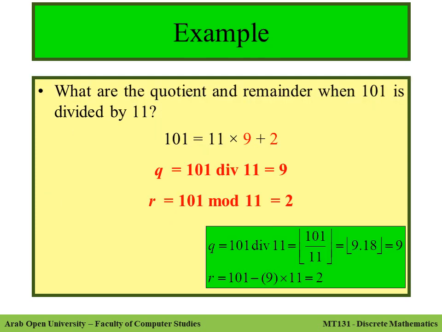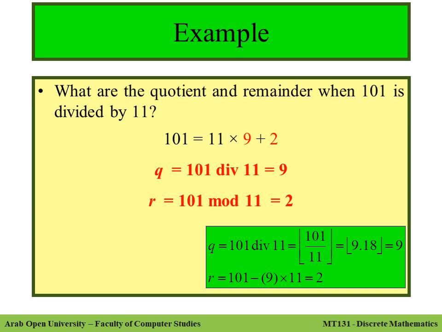Here are examples. What are the quotient and the remainder when 101 is divided by 11? Probably the easiest way to do this is to use long division. When 101 is divided by 11, you get 9, and the remainder is 2. Once you determine the quotient, which is 9, multiply the quotient by 11, which is 99, subtract it from 101, and the remainder will be 2.